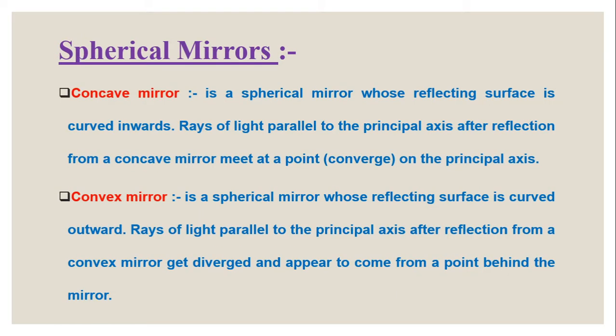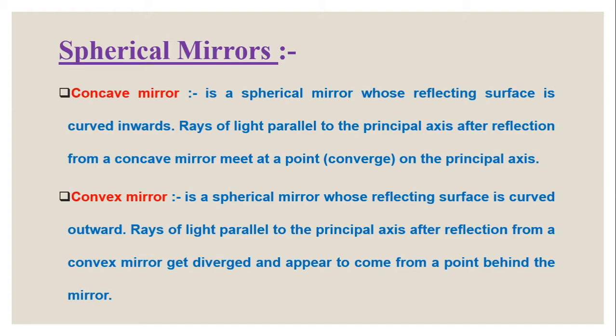Spherical mirrors. There are two types of spherical mirrors, that is concave mirrors and convex mirrors. Concave mirror. A concave mirror is a spherical mirror whose reflecting surface is curved inwards, and rays of light parallel to the principal axis, after reflection from a concave mirror, meet at a point on the principal axis.